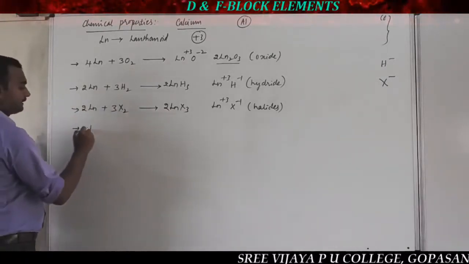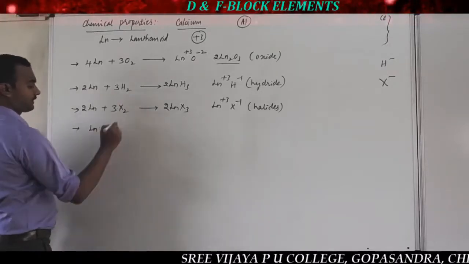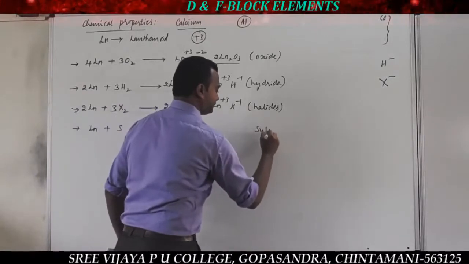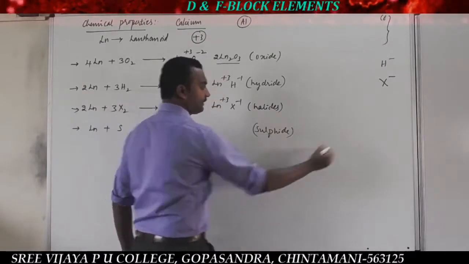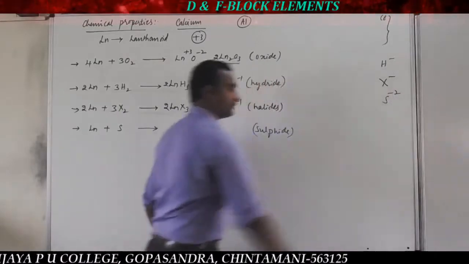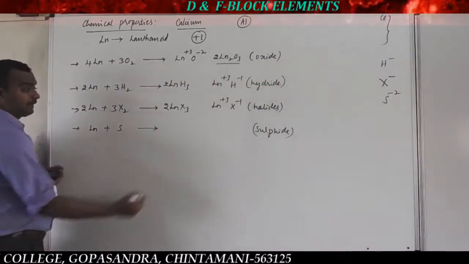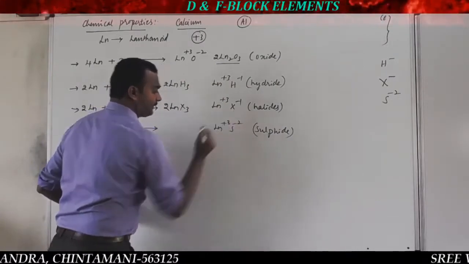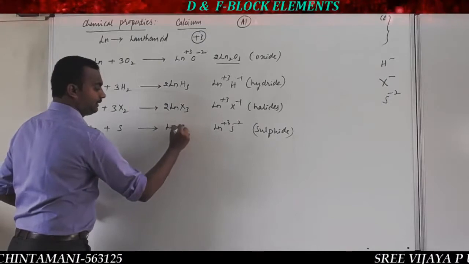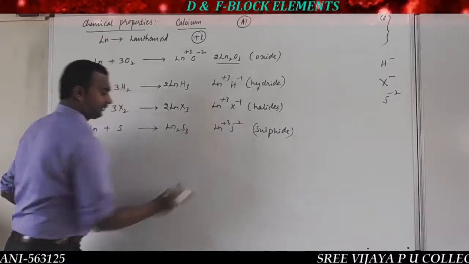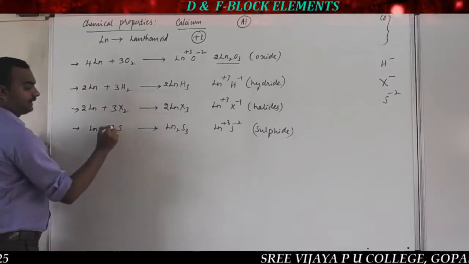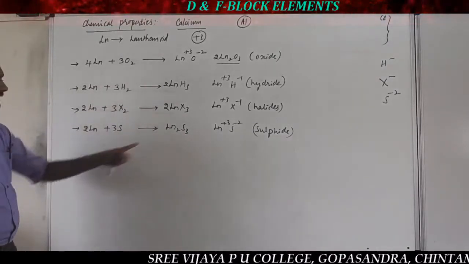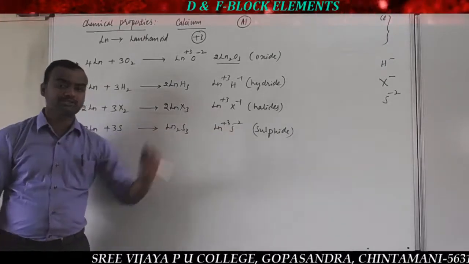Again, lanthanide reacts with sulfur, and that gives a sulfide. Sulfide has oxidation state -2. Lanthanide is +3, sulfide is -2, so the formula is Ln2S3. Balance: here there are 3 sulfur, make it 3 sulfur, and 2 lanthanide. That is, lanthanide reacts with sulfur to give sulfide.